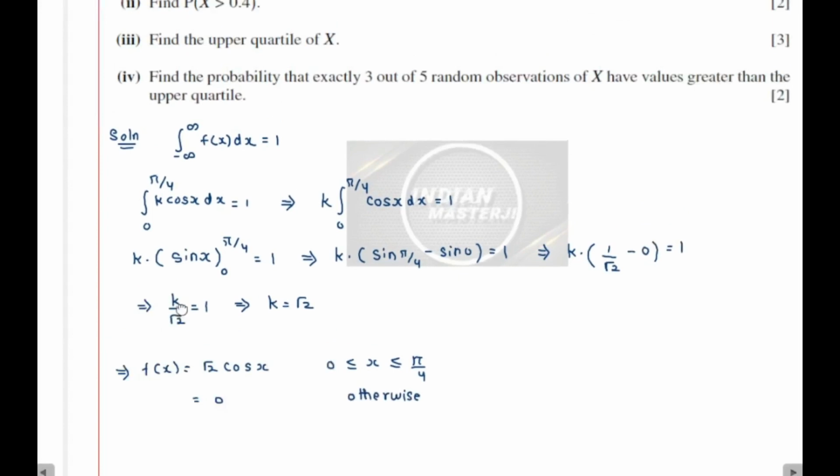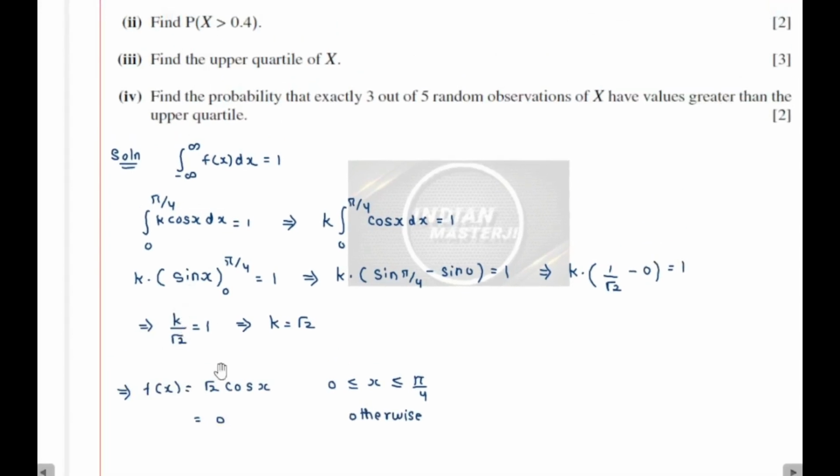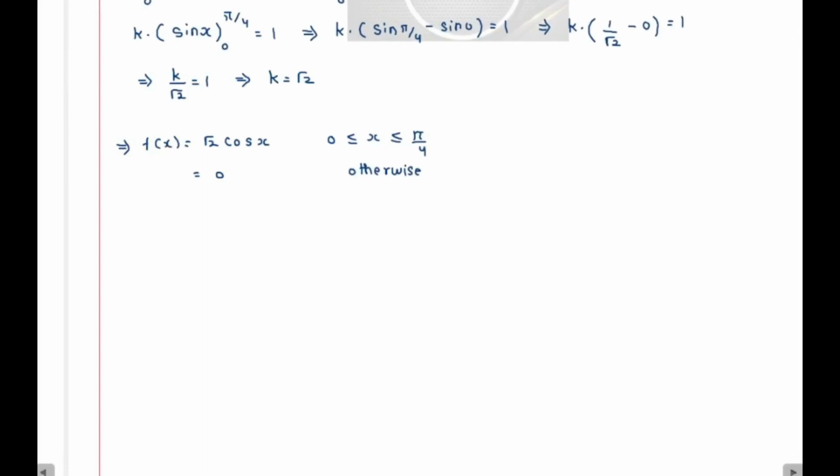What is the second part? They are saying find probability of x greater than 0.4. So that means they are telling us to integrate this particular curve of f of x. If f of x is some curve like this, and suppose 0.4 is here, so from 0.4 till pi by 4, they are telling us to integrate. Correct? So let's try to integrate this particular curve.